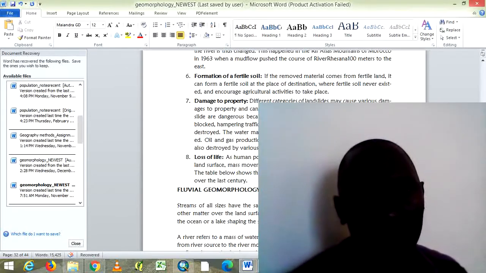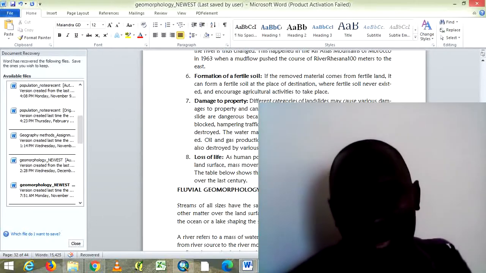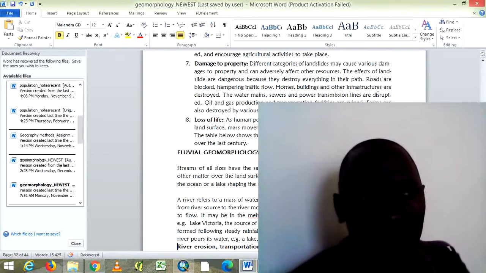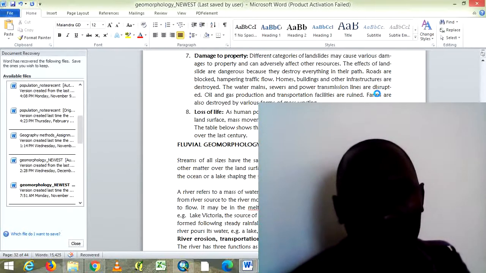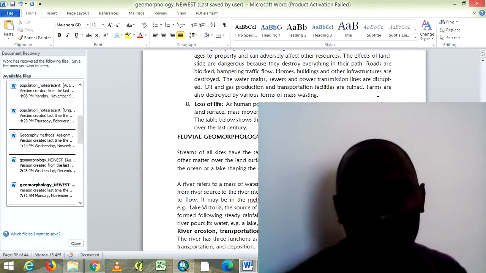So what we are looking at here is a river, which refers to a mass of water flowing through a definite channel of a landscape, i.e. from the source to the mouth. The river source is usually where the river originates from.